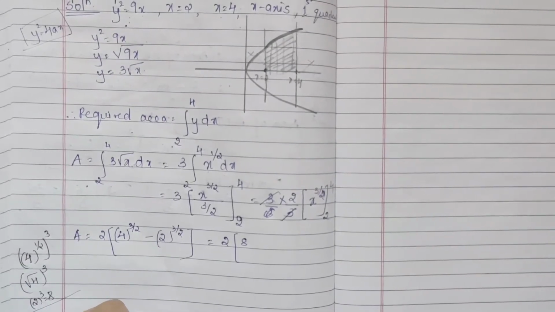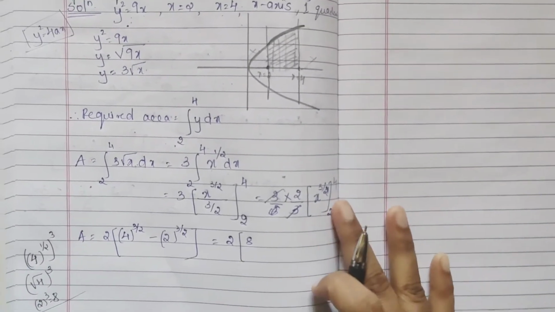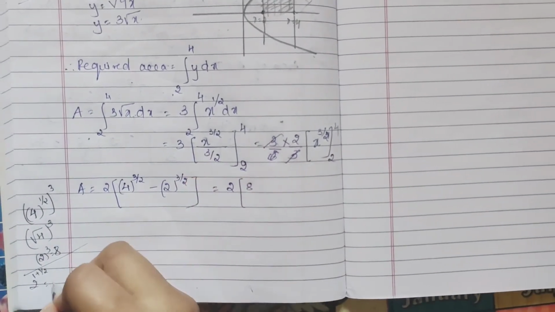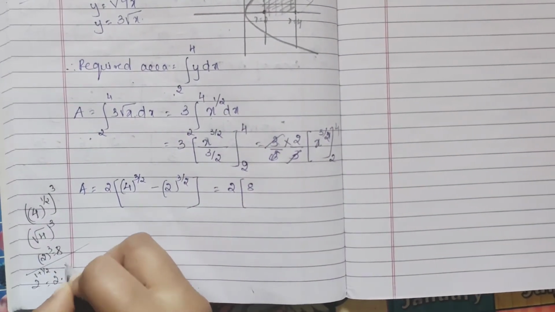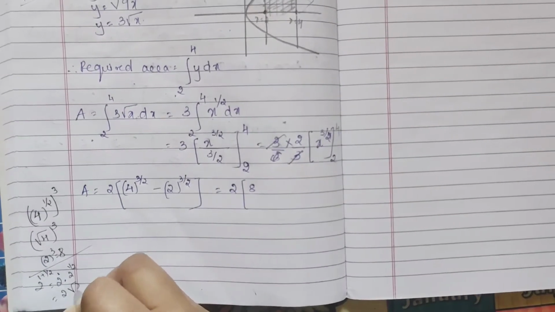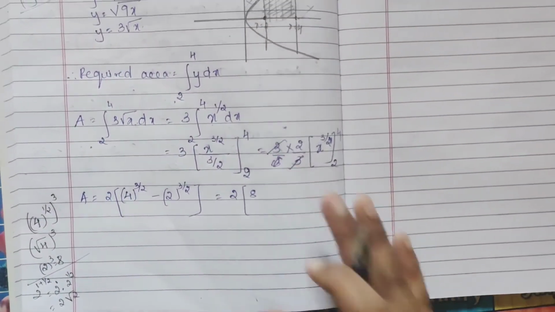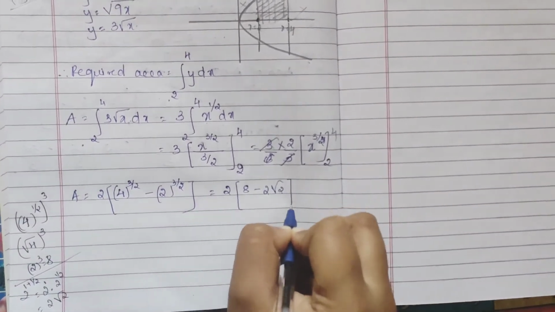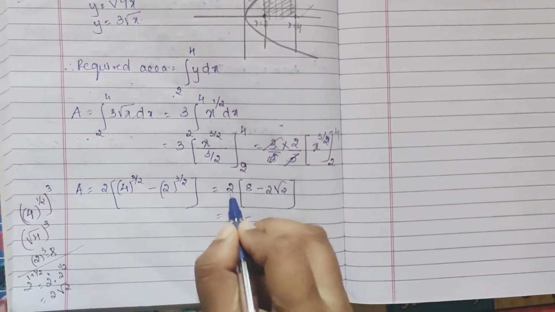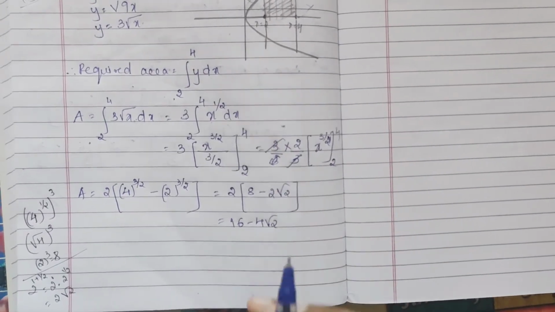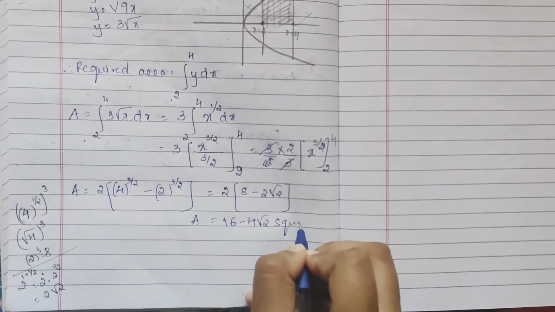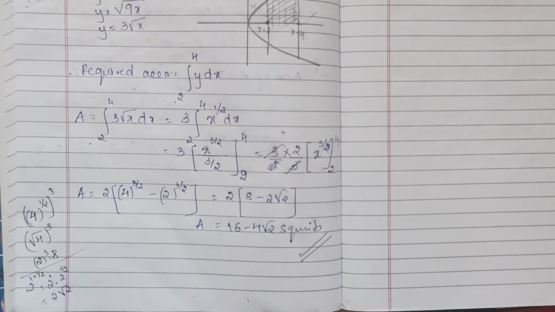Even 2 raised to 3 by 2, how can I write? I can write 1 plus 1 by 2. Now separate, when your base is same, your powers can be separated. Yes. 2 raised to 1 into 2 raised to 1 by 2. So this I can write 2 root 2. Right? Like this I can write. So the same, minus 2 root 2. Now multiply 8 into 2, 16, minus 2 into 2 root 2, 4 root 2. So area is 16 minus 4 root 2, and mention here square units, okay, because here they have not given a centimeter, meter or anything, but for area there will be some unit, right?